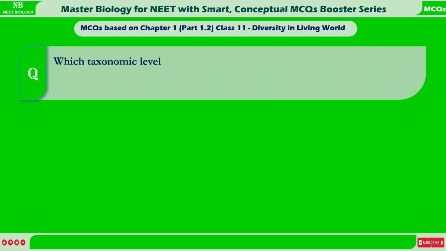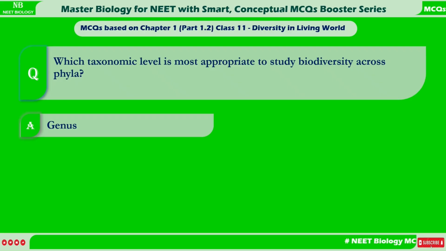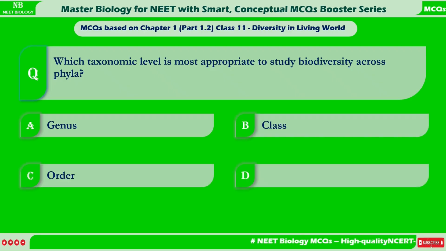Which taxonomic level is most appropriate to study biodiversity across phyla? A. Genus. B. Class. C. Order. D. Kingdom.